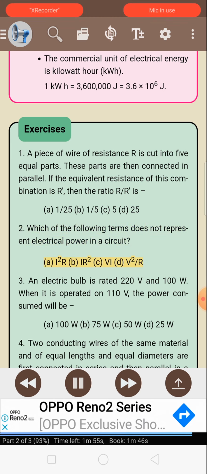A, I²R; B, IR²; C, VI; D, V²/R. 3. An electric bulb is rated 220 volts and 100 W. When it is operated on 110 volts, the power consumed will be: A, 100 W; B, 75 W; C, 50 W; D, 25 W.